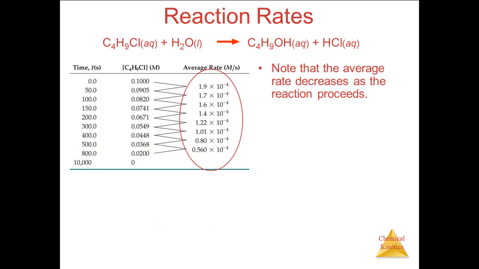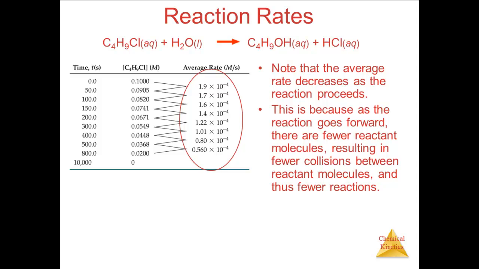When we look at the average rate for all of the time periods, we discover that the average rate decreases as the reaction proceeds. This is nearly always true. This happens because, over time, the concentrations of the reactants decrease, so there are fewer molecules to react together to produce reactions. More about this in a later lesson.